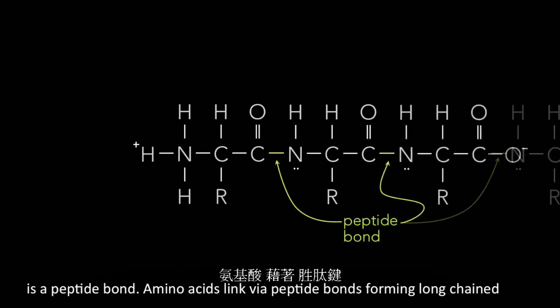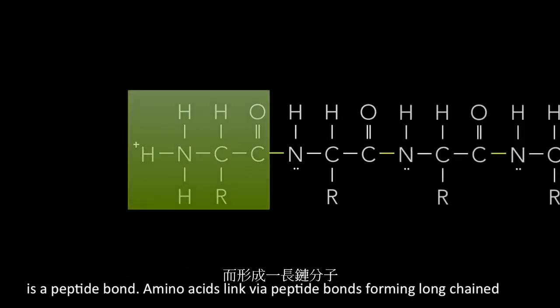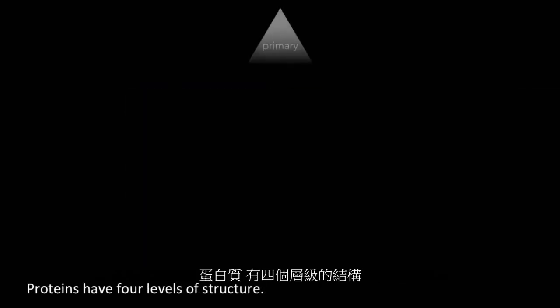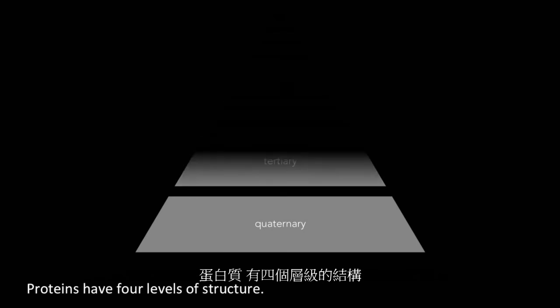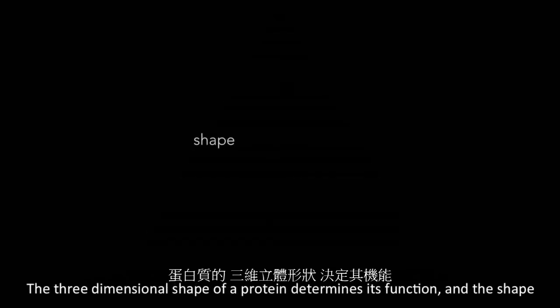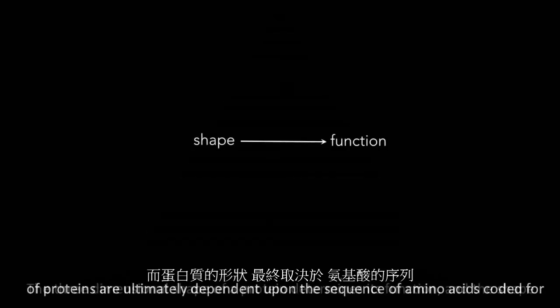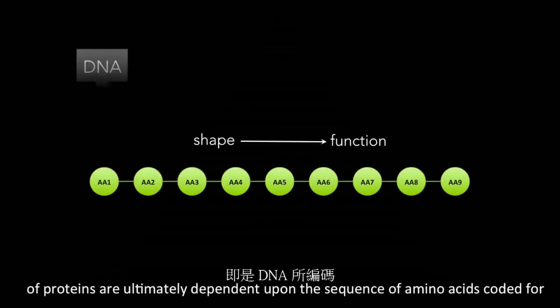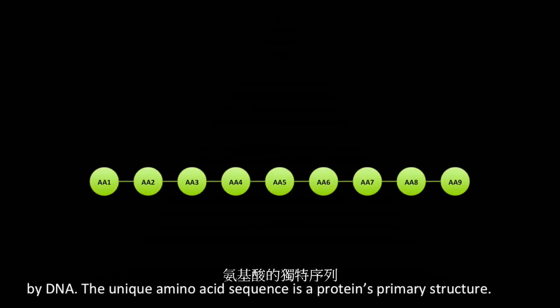Amino acids link via peptide bonds, forming long-chained molecules, or polypeptides. Proteins have 4 levels of structure. The three-dimensional shape of a protein determines its function, and the shape of proteins are ultimately dependent upon the sequence of amino acids coded for by DNA. The unique amino acid sequence is a protein's primary structure.